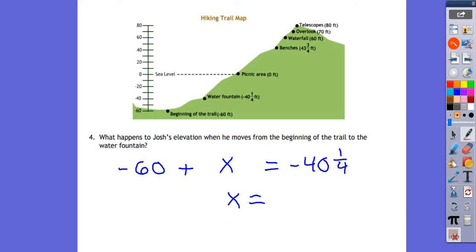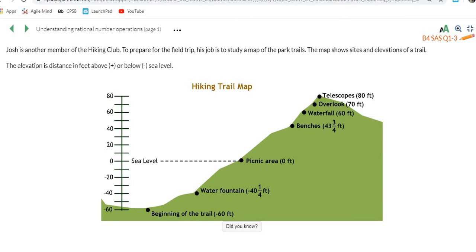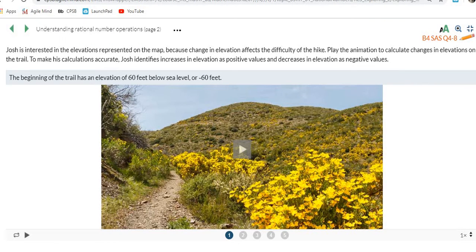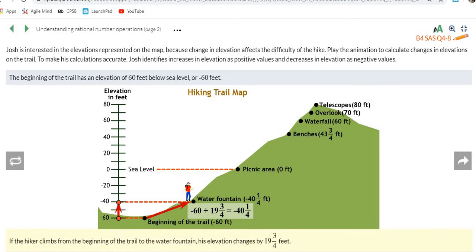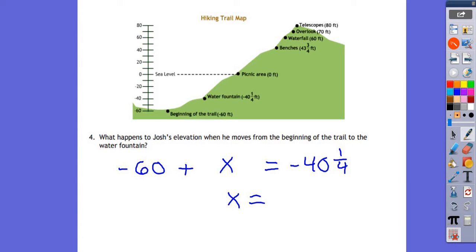20. Let's check with our little animation here. We're going to watch, what's his name? Josh. So here's Josh, and he's starting at the beginning of the trail. How much did he go up? Ooh, it was close to 20. How much did he go up? 19 3/4. So this was really 19 3/4 feet.